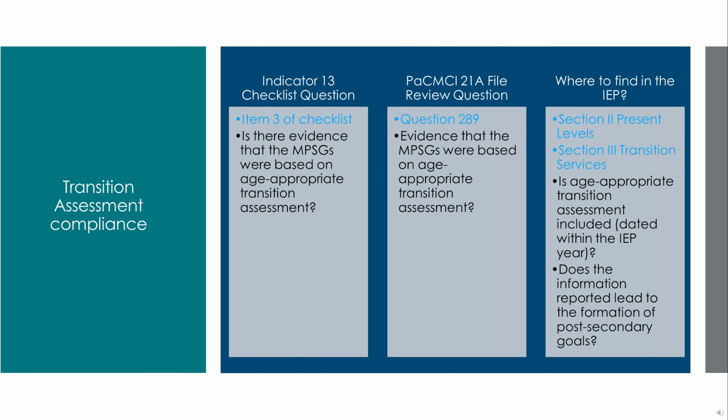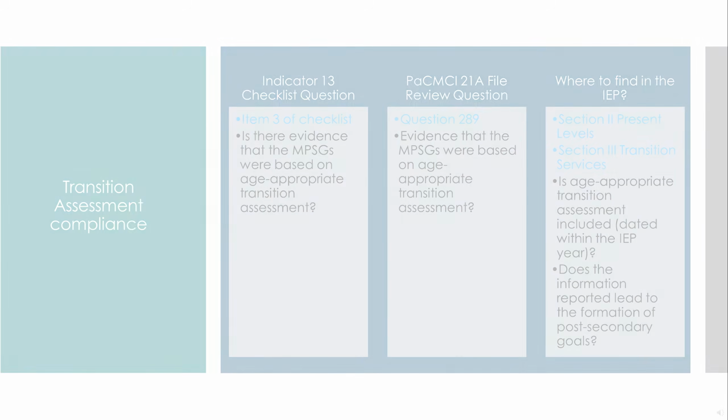Within the IEP, transition assessment interpretation results should be easily located within Section 2 of the Present Ed Levels and Section 3 of the Transition Services. Are there age-appropriate transition assessments included? Are the assessments current, listing the name of the transition assessment and the date the assessment was provided? Is this date within the current IEP year? Does the assessment connect back to the student's current interest? Does the information that was reported lead to the creation of measurable post-secondary goals for education and training, employment, and independent living?